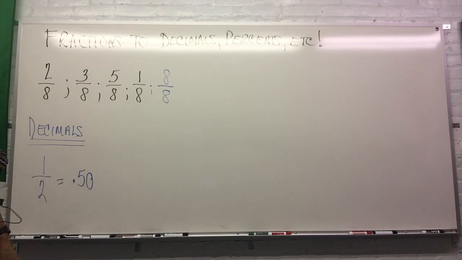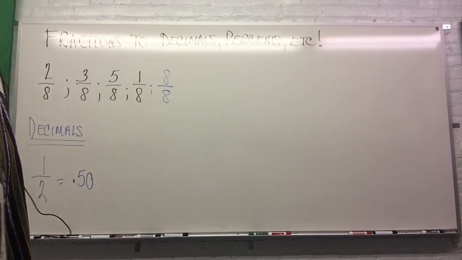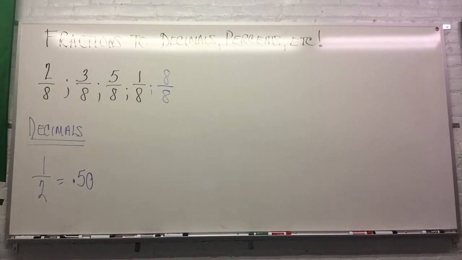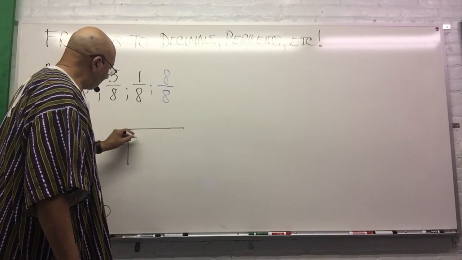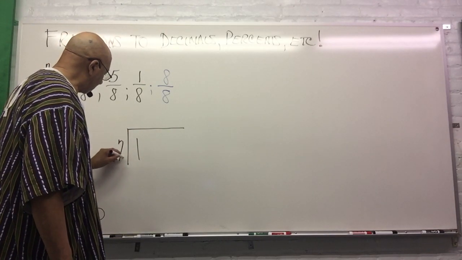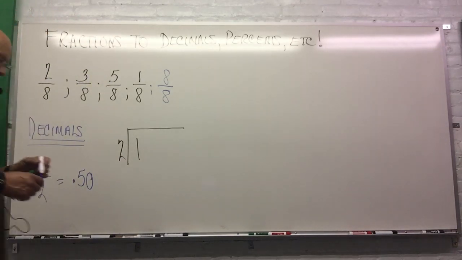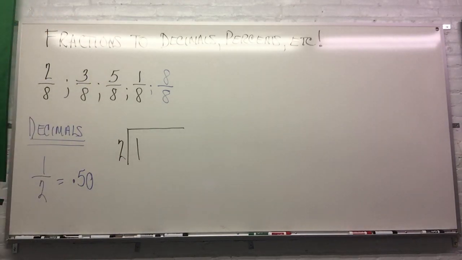So you might say, well, Dr. Whitaker, where does that come from? Well, that comes from basic division. Remember we said that this can be read as 1 divided by 2. So if we understand 1 divided by 2, that would look like this. That's what that would look like.